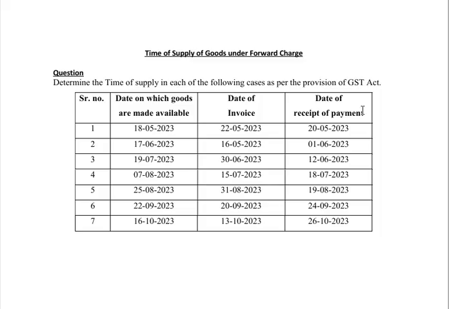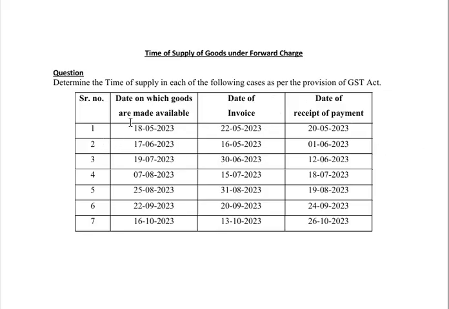So this is one question which is given. Determine the time of supply in each of the following cases as per the provisions of GST Act. Four columns are given. First column is serial number, second column is date on which goods are made available, third column gives the date of invoice, fourth column given is date of receipt of payment. Okay, so under this 7 different scenarios are given.